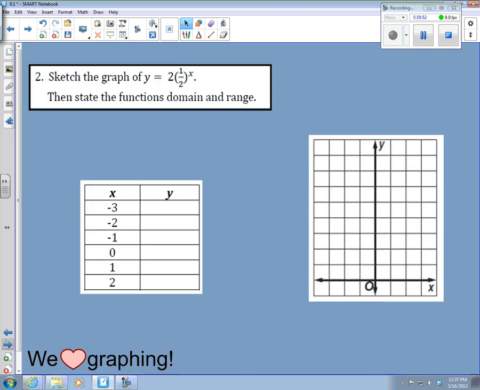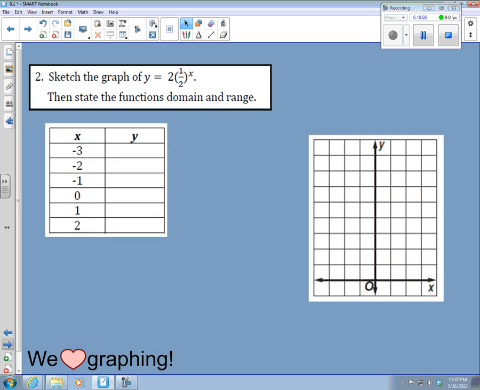Okay. Sketch a graph of y equals 2 times 1/2 to the x power. Now, this is an example of decay because b in this case is a fraction.